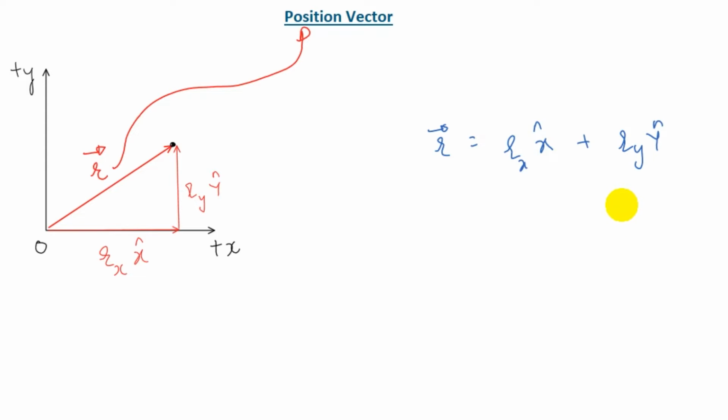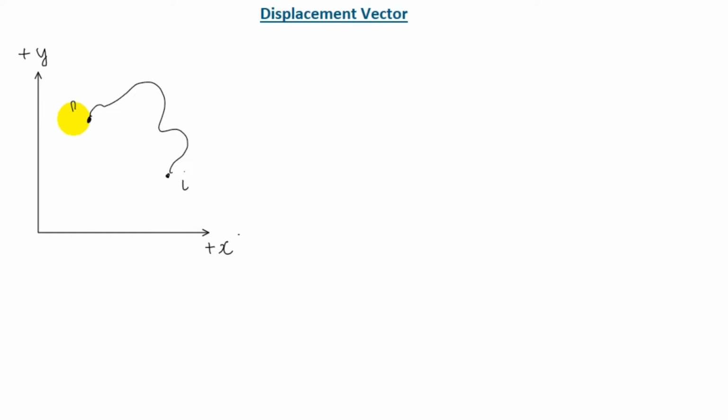Now next we'll discuss the displacement vector. So consider this two-dimensional coordinate system. This is the positive x direction and this is the positive y direction. Now suppose your initial position is here and you start walking in some direction, any direction you can take, and you stop somewhere here. So this would be your final position. This is I, the initial position, and this is F, the final position.